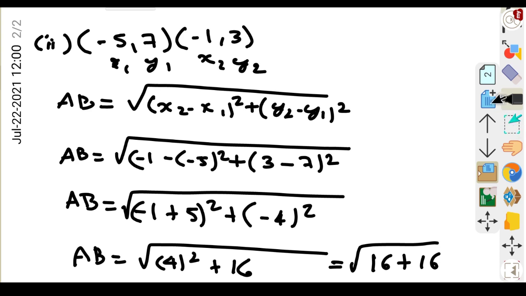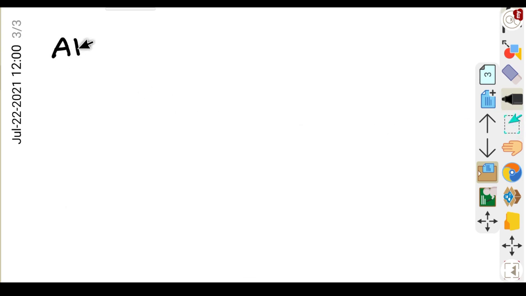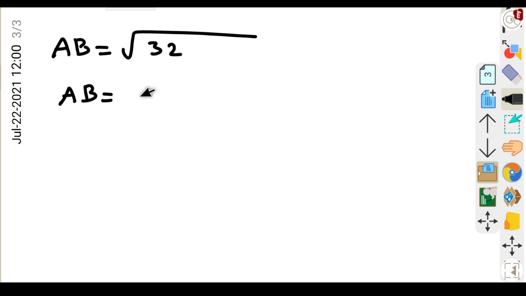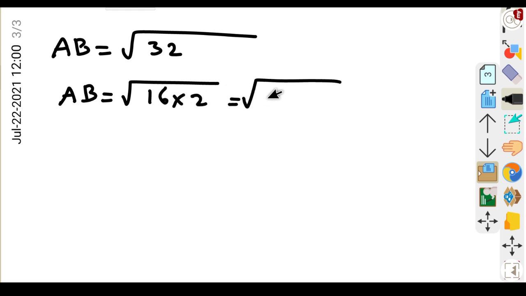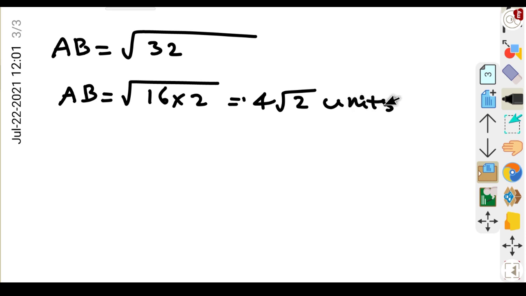I'll write in the next sheet. So AB equals under root of 16 plus 16 is root 32. Now this root 32 can be written in the form of 16 into 2. So the square root of 16 is 4 and the remaining is 2. So the answer will be 4 root 2 units. Okay, now this is the answer for the second question, and now I'll take the third one.